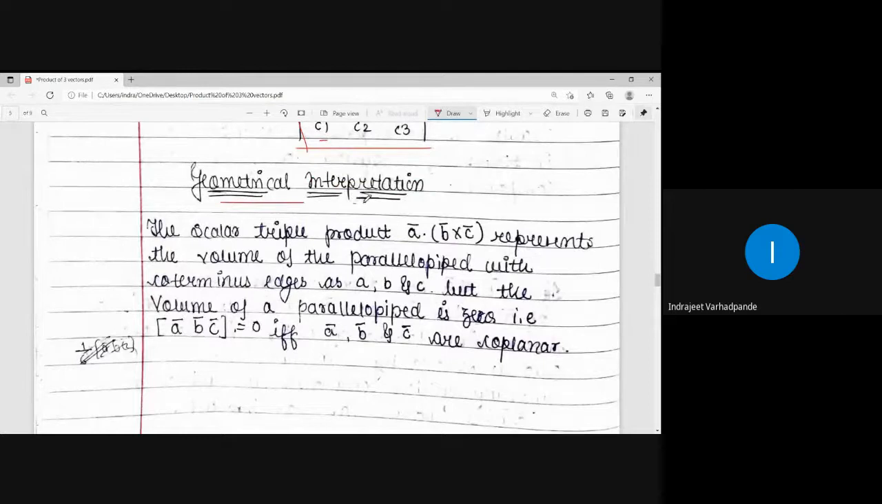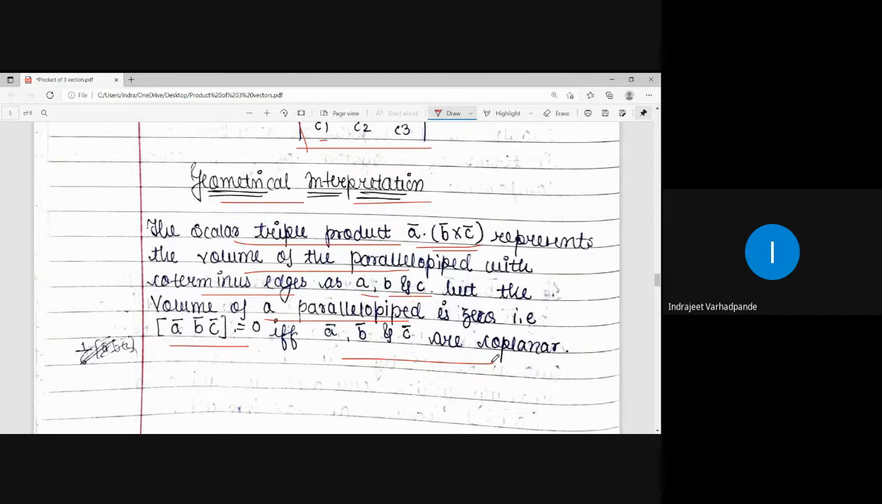What is the geometrical interpretation of this scalar product of three vectors or the box product? The scalar triple product A bar dot B bar cross C bar represents the volume of a parallelopiped with coterminous edges as A, B, C. But if the volume of the parallelopiped is 0, that is, the box product A bar, B bar, C bar is 0, we say that vectors A bar, B bar, C bar are coplanar.